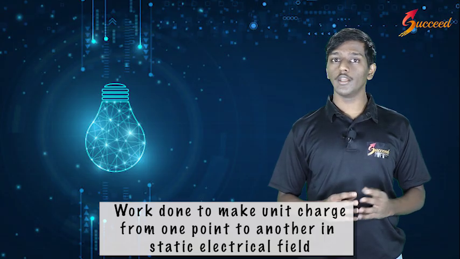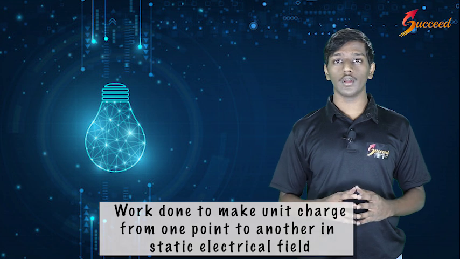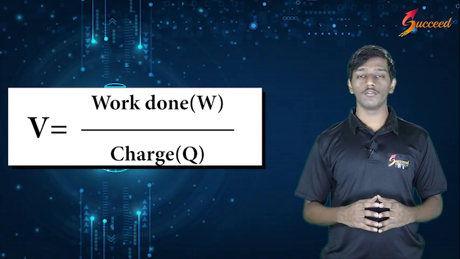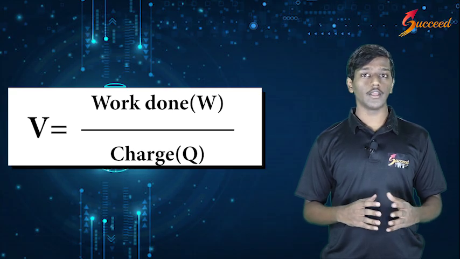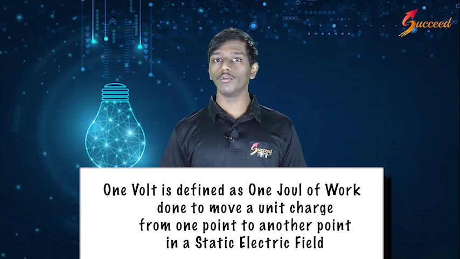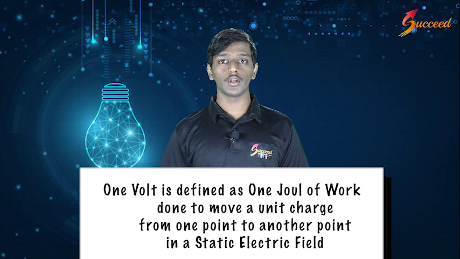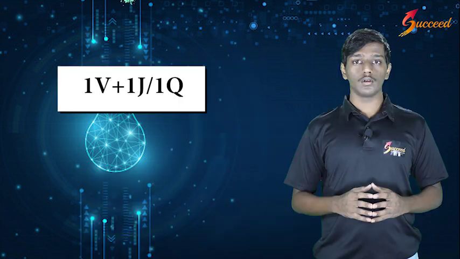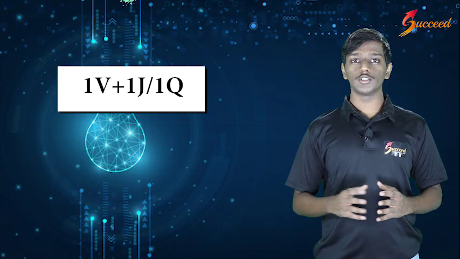The work done to move a unit charge from one point to another point in a static electric field. The SI unit of potential difference is volt, represented by capital V. From the definition of potential difference, we get potential difference is equal to work done by charge, V is equal to W by Q. 1 volt is defined as 1 joule of work done to move a unit charge from one point to another point in a static electric field. 1 volt is equal to 1 joule by 1 coulomb.